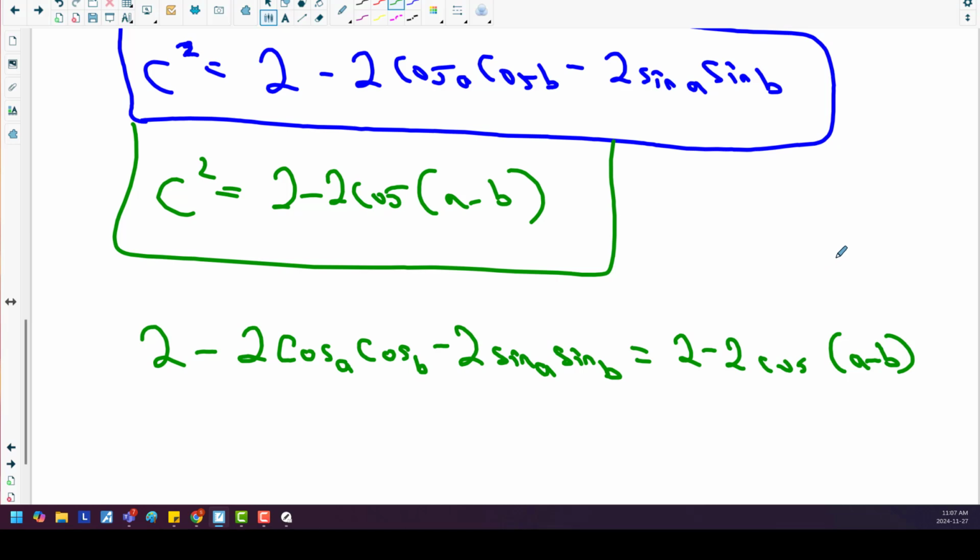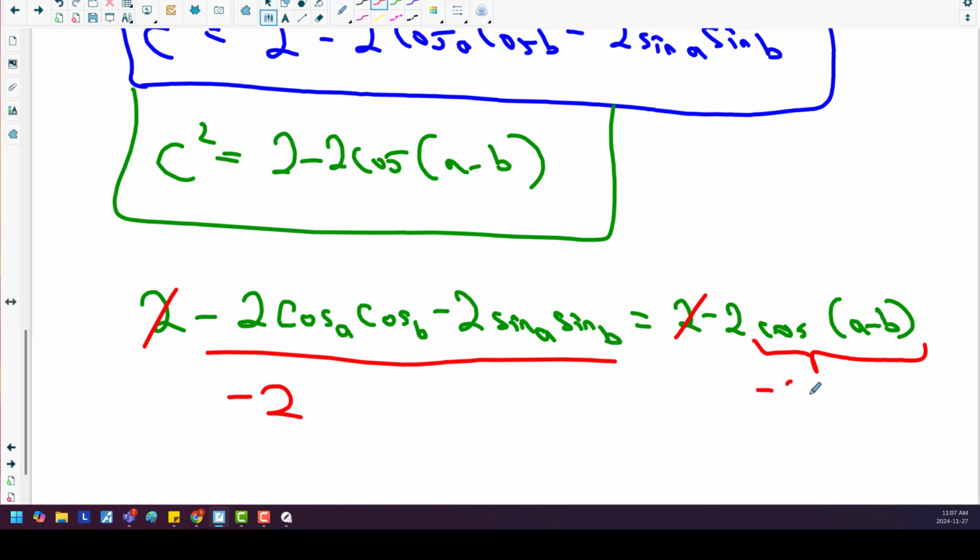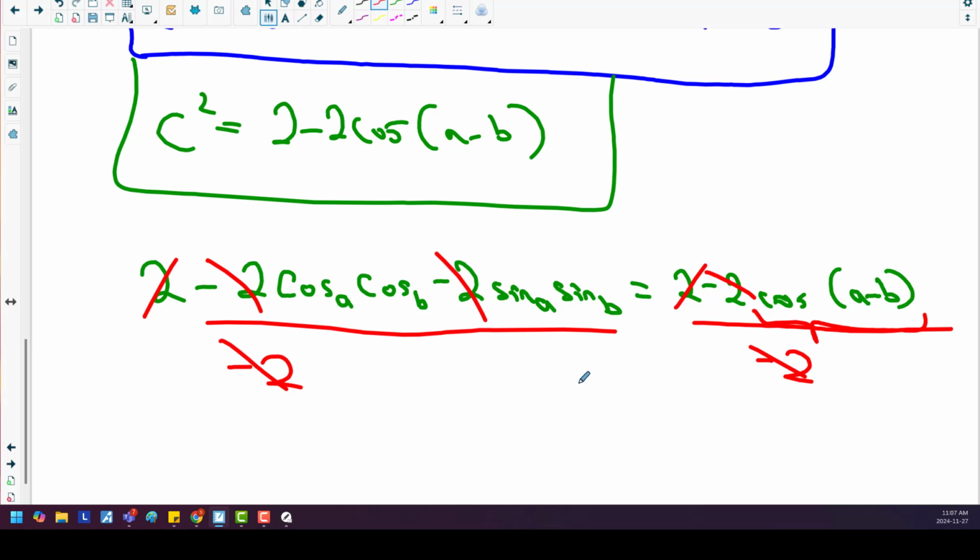And remember, we're trying to solve for cos x minus y, or in this case, A minus B. So we are going to isolate for this term. We want this on one side and we want everything else on the other side. The first thing I'm going to do is I realize there's a 2 here and there's a 2 here. That can just cancel out. I can just subtract 2 from both sides. Next thing I'm going to do is divide everything by -2. This -2 will cancel out with all of these.